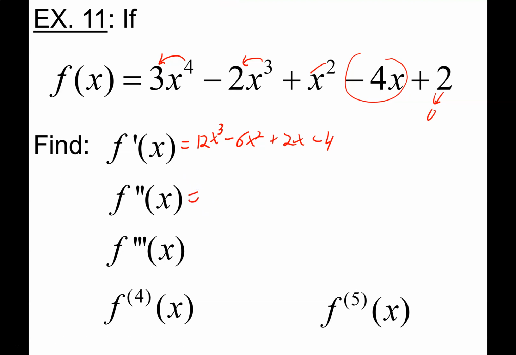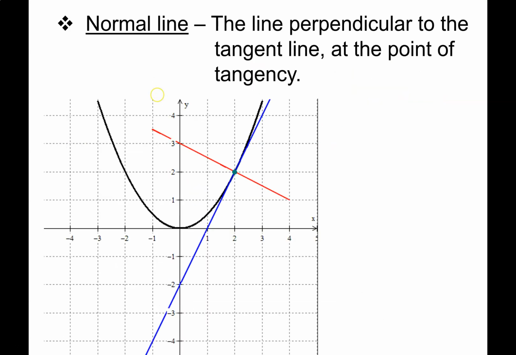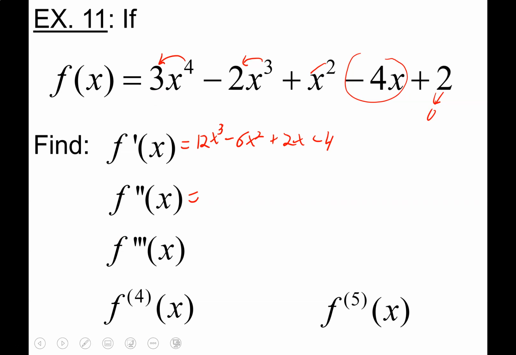To find f double prime, the second derivative, I basically prime the prime. Move the 3 to the front, that's 3 times 2, 6x squared. Move the 2, negative 12x. Derivative of 2x is 2. The derivative of the constant 4 is a big fat 0.